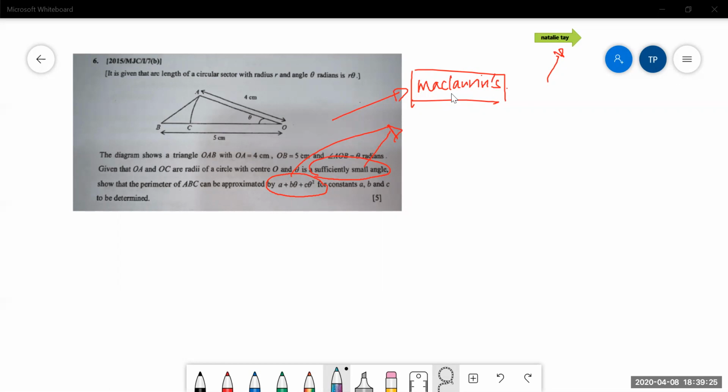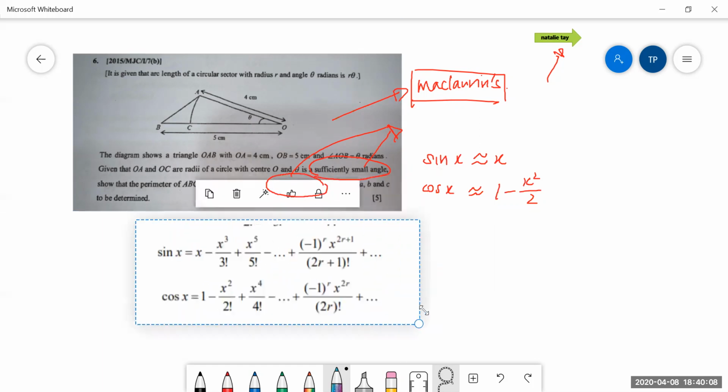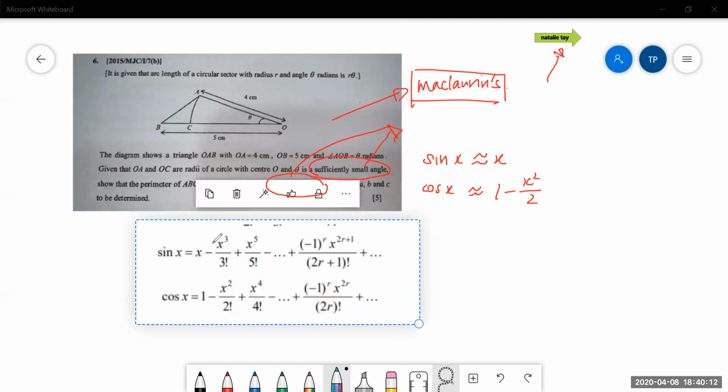So identifying the topic correctly is very important. Look out for clues, phrases, things in a question that give you a hint about which topic the tester is trying to test. So "sufficiently small angle" tells me that it's Maclaurin's. Why? Because I learned that for sine x, if x is sufficiently small, it will give me just x. For cosine x, if x is small, it gives 1 minus x squared over 2. How do I know? This is all from the MF26. Let me show you. Right over here. See it?